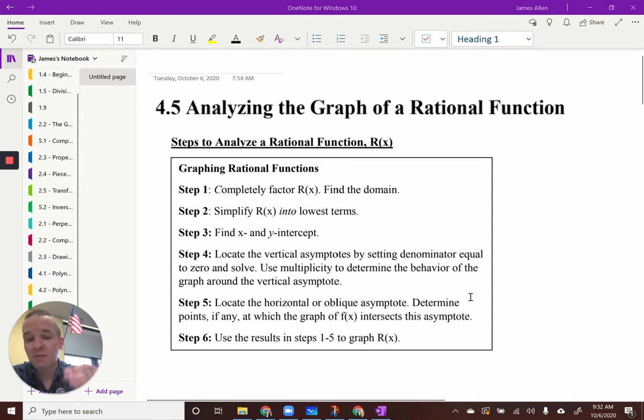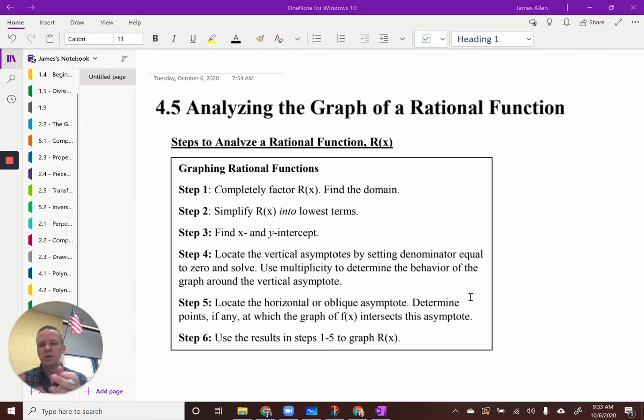We want to locate our vertical asymptotes by setting the denominator equal to 0 and solving. We're going to use our multiplicity to determine the behavior of the graph around those vertical asymptotes. We're going to talk more about that in a little bit. We're going to locate horizontal or oblique asymptotes, okay? Determine if there's any kind of an intersection with this asymptote, because it can cross a horizontal or an oblique asymptote, and then boom, we're going to graph this thing, right?